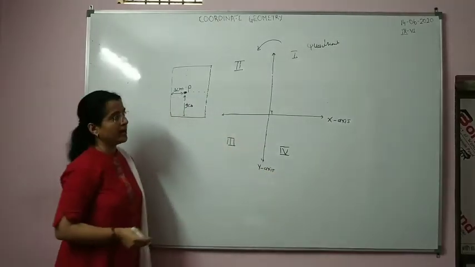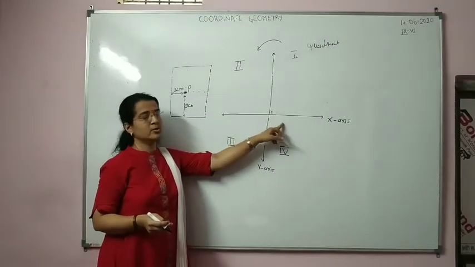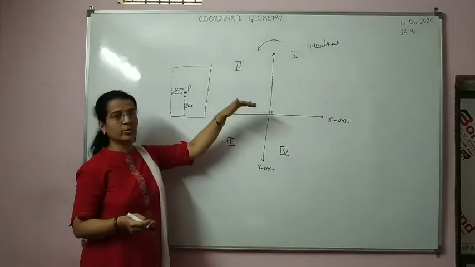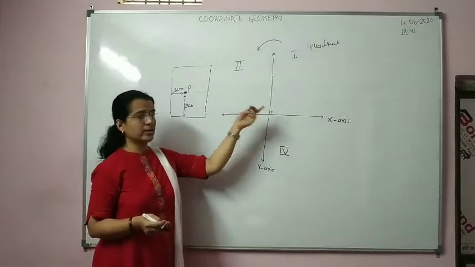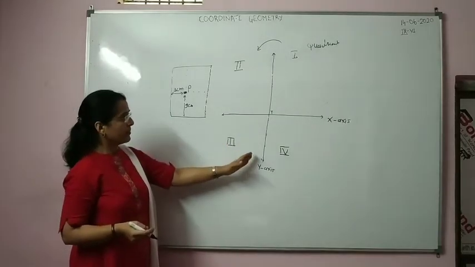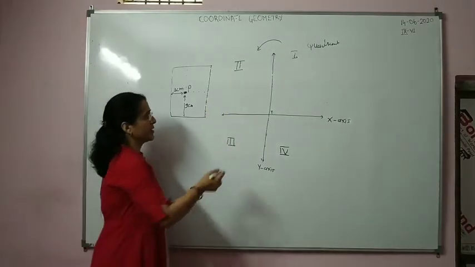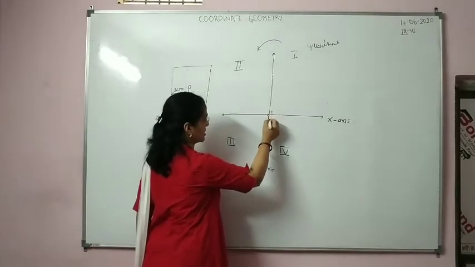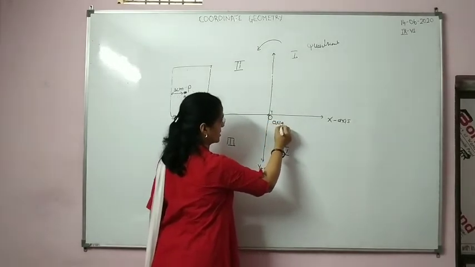Y-axis. And this is a number line, which means we can plot a point on this number line. Wherever both lines intersect each other, that point is called the origin. This point is the origin.